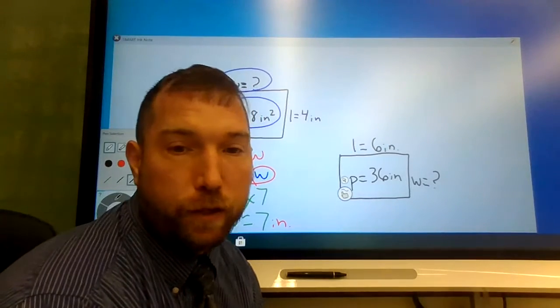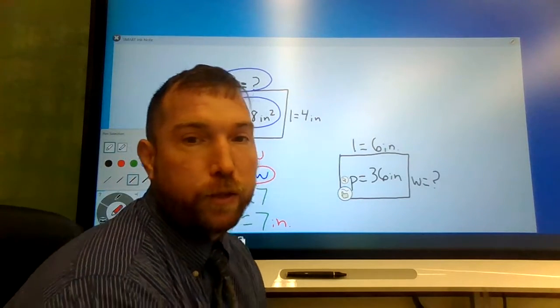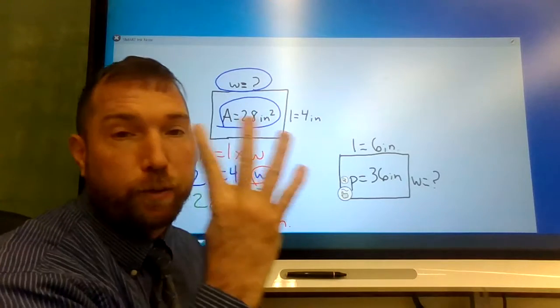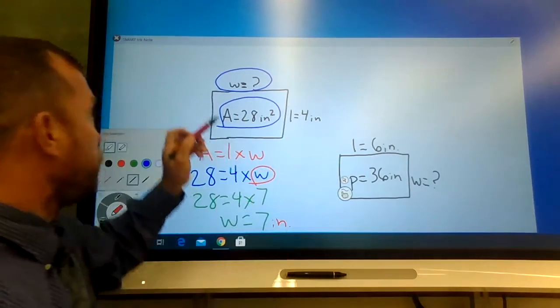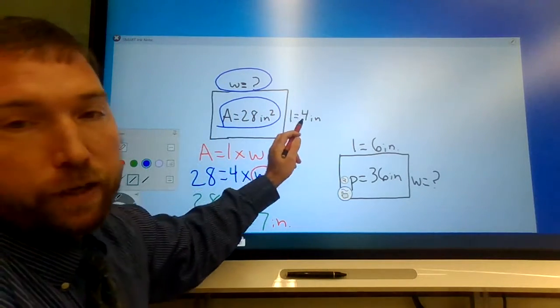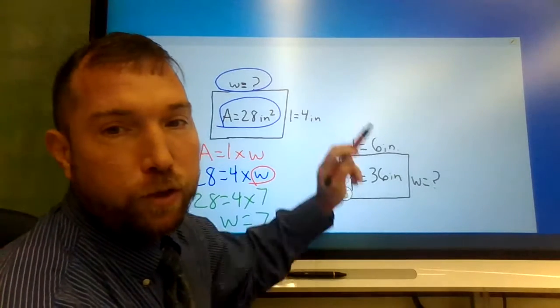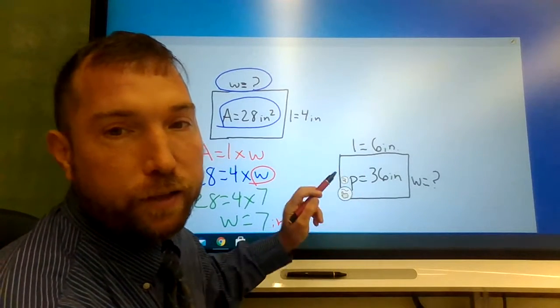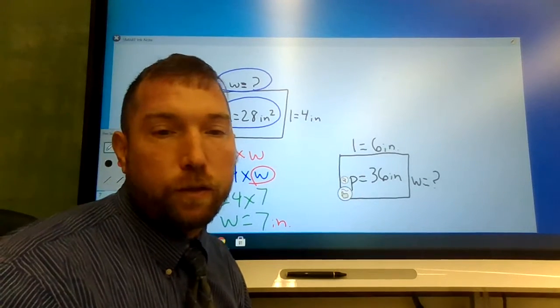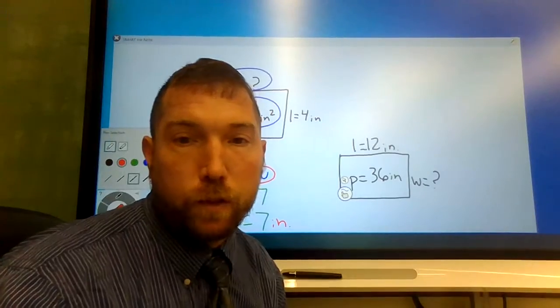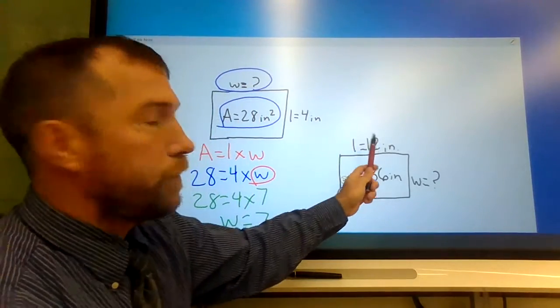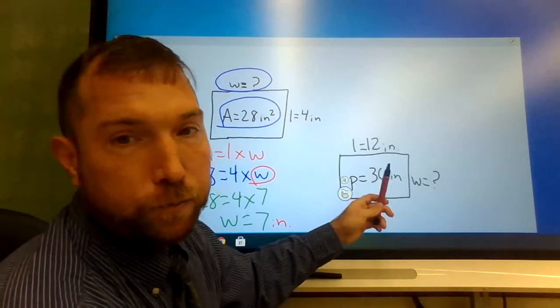And then same thing goes for perimeter, though this one can be a little trickier because you have to remember there's all 4 sides. Here it's just one side times the other for area. For perimeter, we have to remember there's all 4 sides together. Okay, so I know my length is 12 inches.